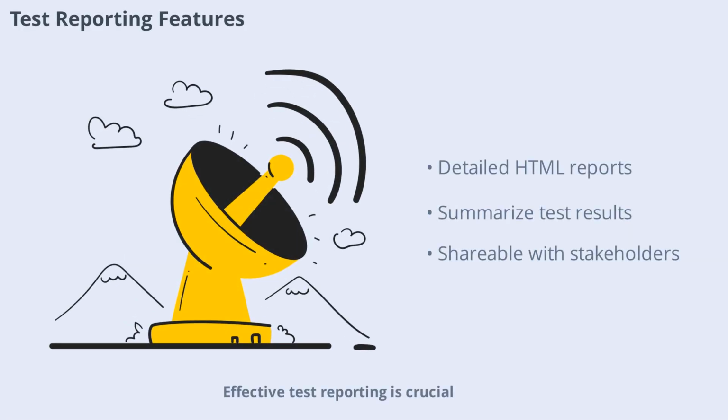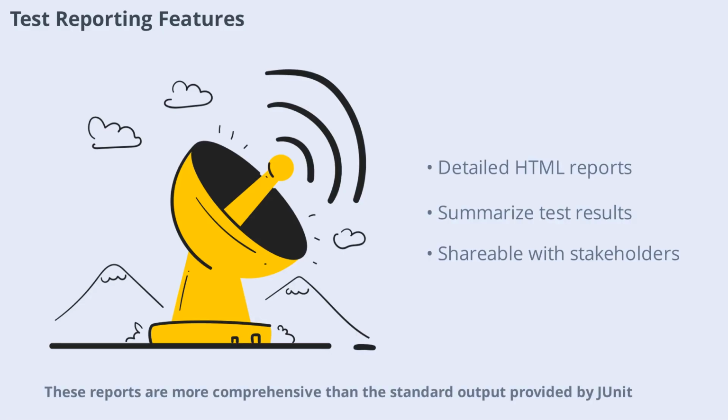Effective test reporting is crucial for tracking progress and identifying issues. TestNG excels in this area by providing detailed HTML-based reports that summarize test results, failures, and logs. These reports are more comprehensive than the standard output provided by JUnit, making it easier to analyze and share results with stakeholders. Enhanced reporting capabilities help teams quickly pinpoint problems and maintain high-quality software.